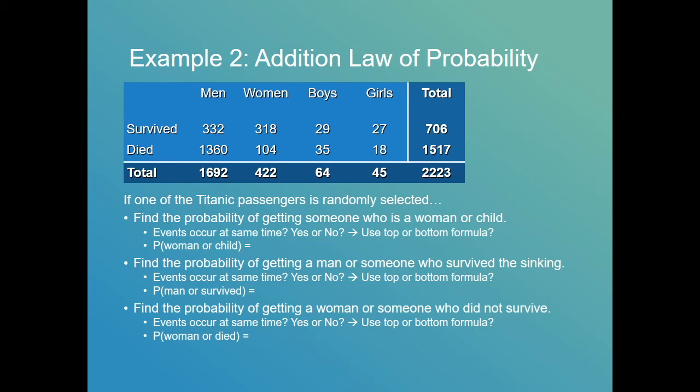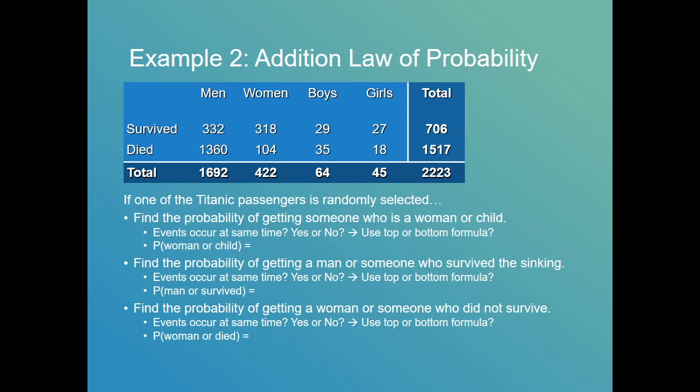So if we wanted to find the probability of getting someone who is a woman or a child, we first want to ask ourselves, which formula are we going to use? So can these events occur at the same time? Can you be a woman or a child? No. So then which formula should we use? The top formula or the bottom one? Since they're mutually exclusive, we would want to use that top formula.